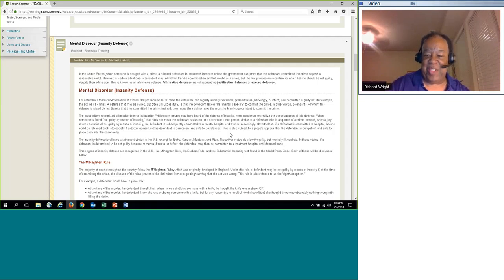Nevertheless, if a defendant is committed to a hospital, he or she could be released back into society if a doctor decides that the defendant is competent and safe to be released. So it's also subject to a judge's approval. So the point of the matter is that just because you raise that defense doesn't mean you get to go home. You're going to end up going in for treatment.